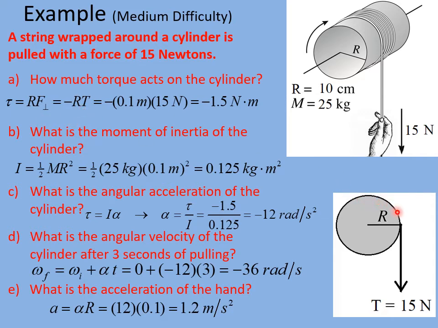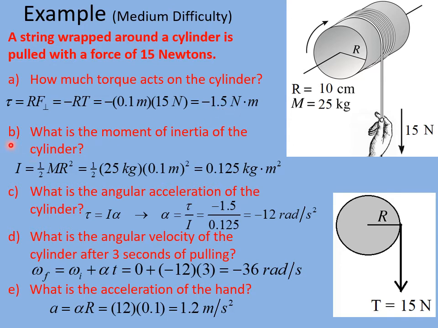Now let's be careful of our direction here. Notice that this cylinder is going to rotate in a clockwise direction, which is negative. Likewise, this torque is a negative torque. So the torque on the cylinder is negative R times T, where T is the tension. So 10 centimeters is 0.1 meters times 15 gives us a torque of negative 1.5 Newton meters.